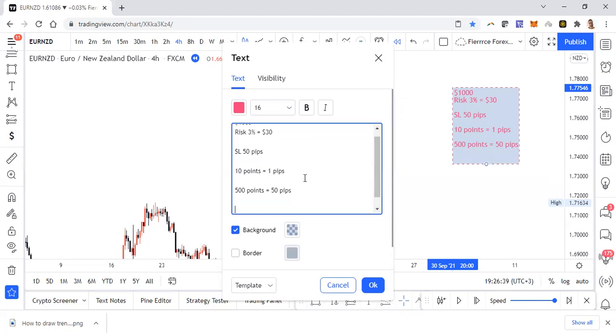Now, this is the calculation. To get the correct lot size on this account of $1,000, where you're risking $30, or 3%, the calculation is: lot size equals risk divided by the points. Not the pips, the points. So it's good to know that 50 pips is 500 points. Then you divide the risk by the points, and you'll get your correct lot size to use.